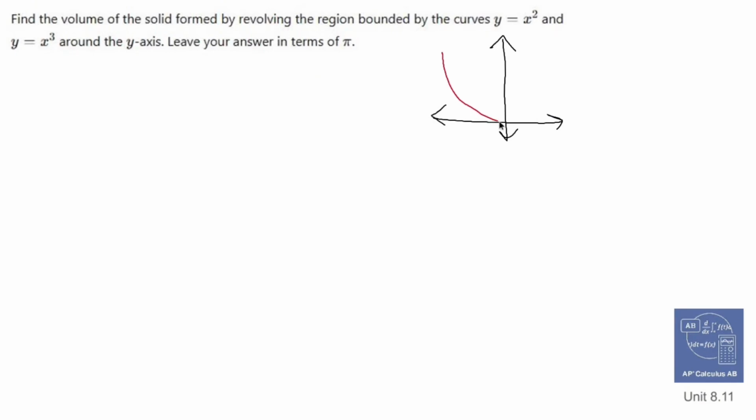You graph y equals x squared, still graphing it like that. You graph y equals x to the third, and that happens. You have this neat little sliver that's going to take place in between. Now we're spinning it around the y-axis, so you basically get a hollow bowl. So this is going to require the washer method.